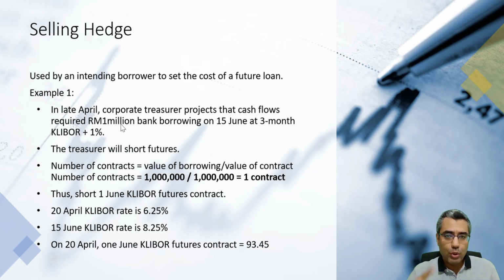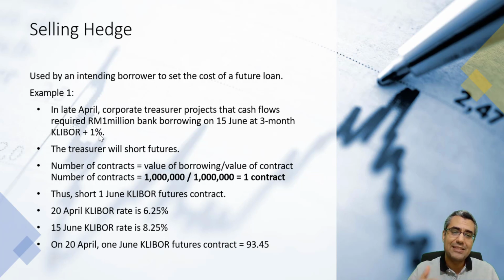What is the concern of the corporate treasurer here? The corporate treasurer predicts that they need 1 million ringgit on 15th of June at 3-month KLIBOR plus 1% interest rate. Now is April, and we are talking about June. So in June, we need to borrow money, right? And at what rate? At 3-month KLIBOR plus 1%.